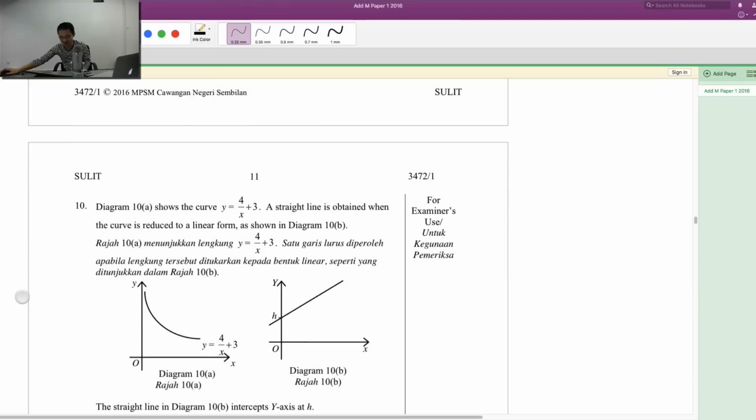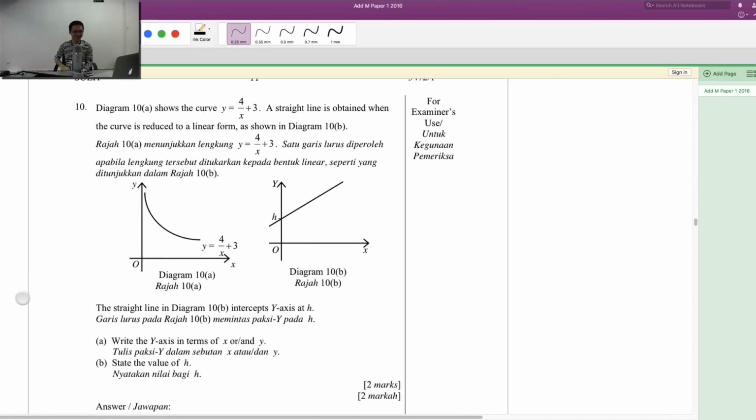Okay, so let's move on to 10. Question 10 should be linear law, I guess. Diagram 10A shows the curve with equation y equals 4 over x plus 3, and then a straight line is obtained where the curve is reduced to a linear form. Write the y-axis in terms of x or y. The straight line in diagram 10B intersects the y-axis at h. So basically, the question asks you to find the capital Y.